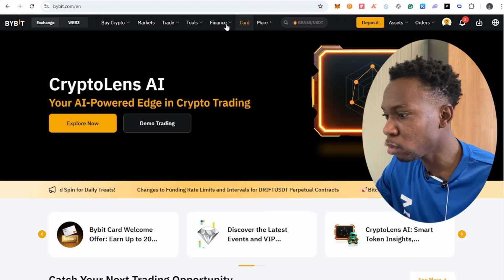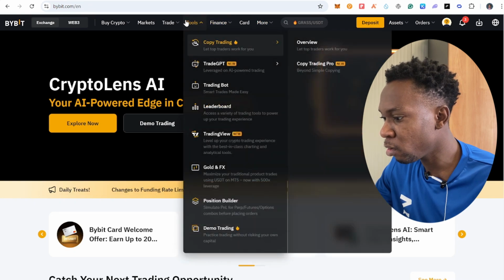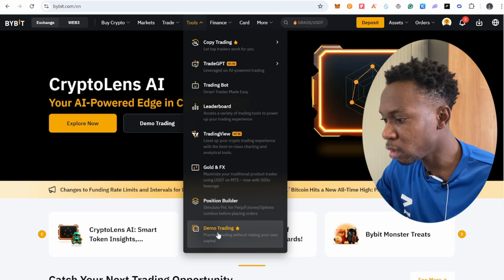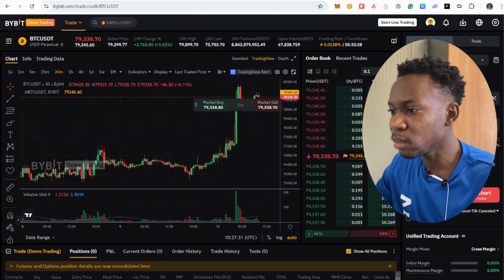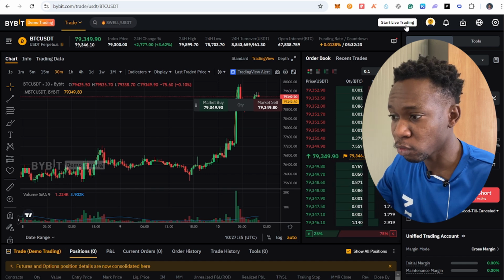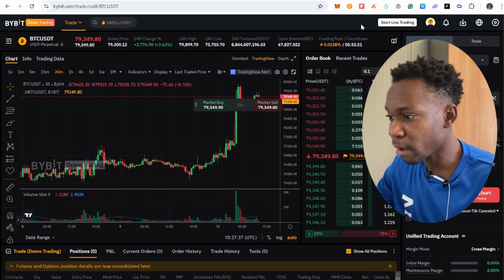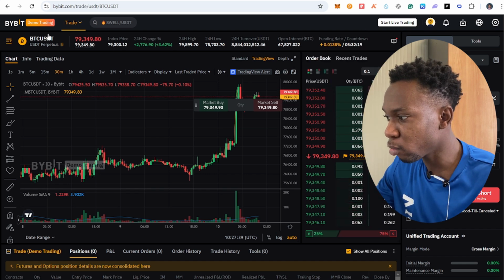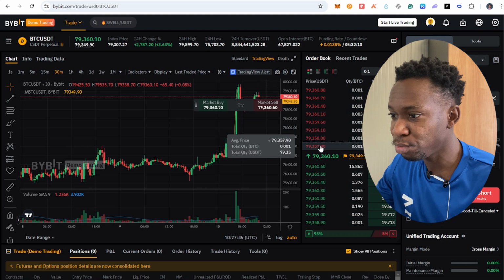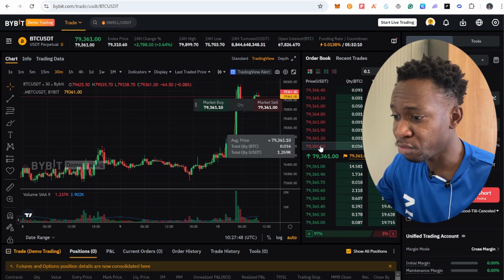Right here you want to navigate to this tool, and you will come to this demo trading. This is the interface of this demo trading. You can start live trading right here, go back to normal Bybit accounts, but right here this is demo. So any trading you make right here, you won't lose any money. You are just playing around, trading, to know how trading works.